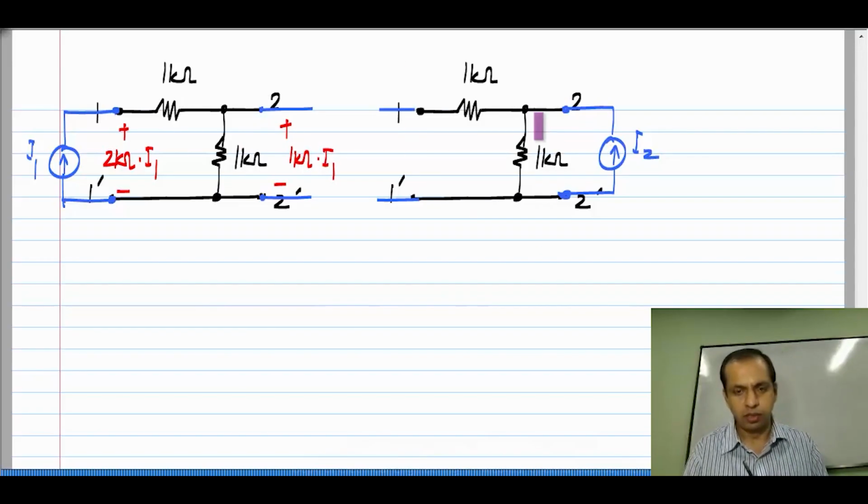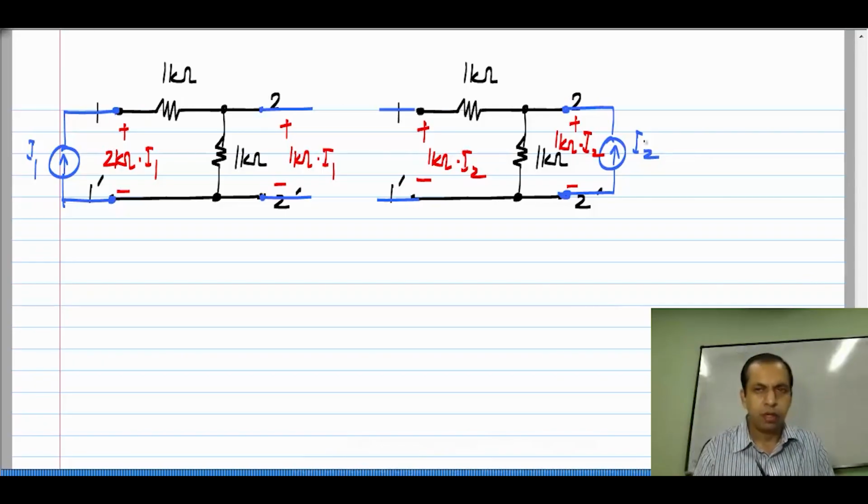And in this circuit, no current flows through this 1 kilo ohm because it is in series with an open circuit. So, the voltage drop across this is also 0. All of this I2 flows into 1 kilo ohm, giving you a port 2 voltage of 1 kilo ohm times I2, and the same voltage appears here, and that is 1 kilo ohm times I2.